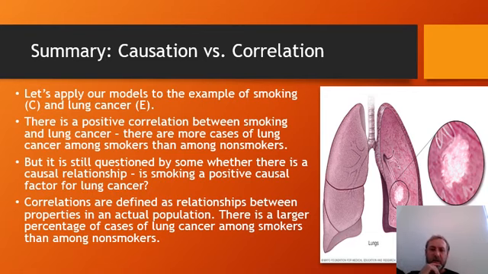So let's apply our models to the example of smoking and lung cancer. There is a positive correlation between smoking and lung cancer. We can assume this. All that means is there are more cases of lung cancer among smokers than among non-smokers. But the question is, is there a causal relationship? Is smoking a positive causal factor for lung cancer, or is it just a correlation and something else is the cause? Here we're going to define correlation as relationships between the properties in an actual population. We know that there is a larger percentage of cases of lung cancer among smokers than among non-smokers.